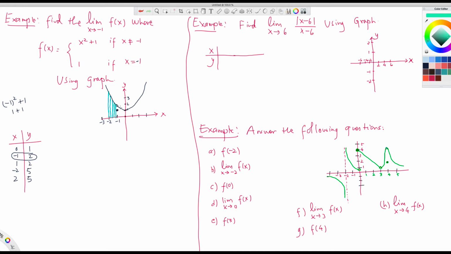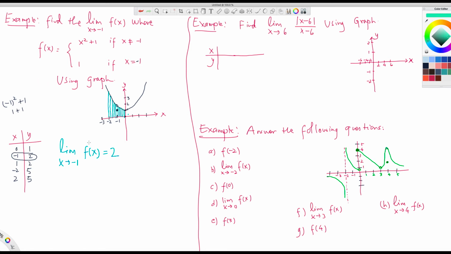And if you go to -1 from the right side, say from 0, the height is 1. And then -0.8, -0.6, -0.4, -0.2, and -0.1. You see that the height is again almost 2. So from either side, the height of the function is almost 2. So what you write is limit as x tends to -1 of f(x) is almost 2, or the limit is basically 2. This is how you find out the height of the function.